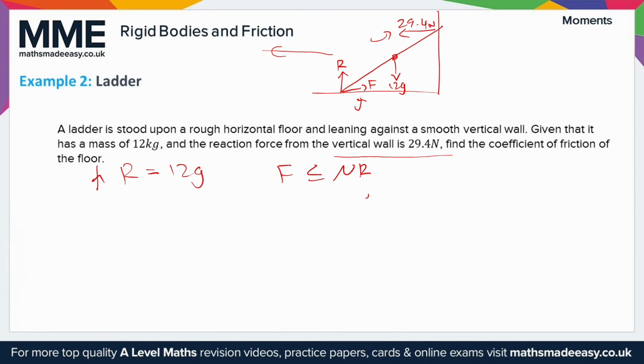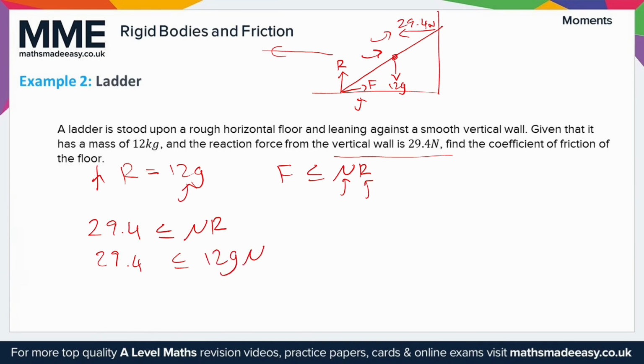So we already know what R is, and mu is what we're trying to find. So we're going to set this equal to, well, less than or equal to the force here. Okay? So we're going to have 29.4 is less than or equal to mu R, but we already know what R is, so we'll have 29.4 is less than or equal to 12g mu.